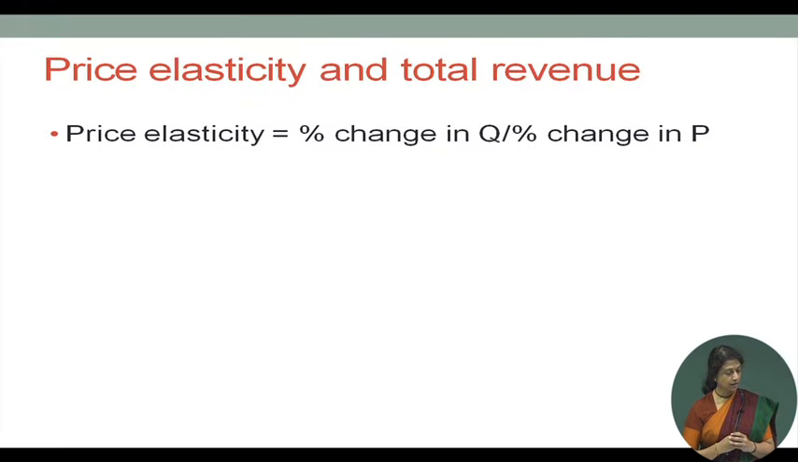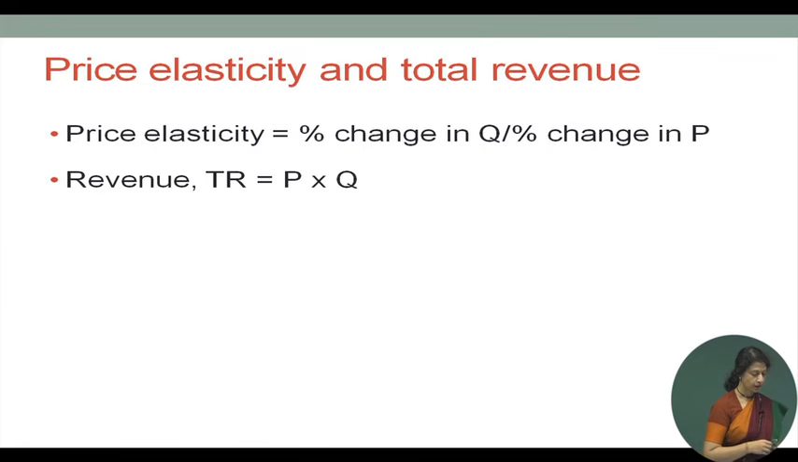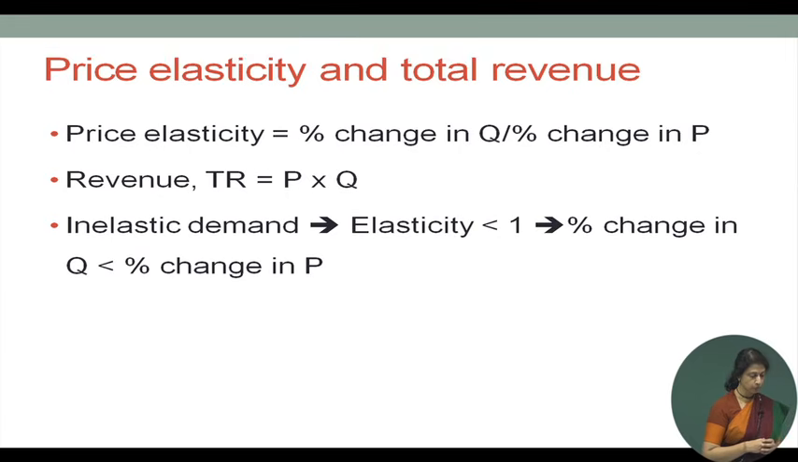So, to continue with the discussion and to illustrate a little more, price elasticity and total revenue. Going back to the definition, price elasticity is percentage change in quantity divided by the percentage change in price, and revenue is P multiplied by Q. Whenever we have an inelastic demand, that is elasticity is less than 1, that implies that the numerator is smaller than the denominator in the very first line where we have defined price elasticity. So, elasticity less than 1 implies percentage change in quantity is less than percentage change in price.